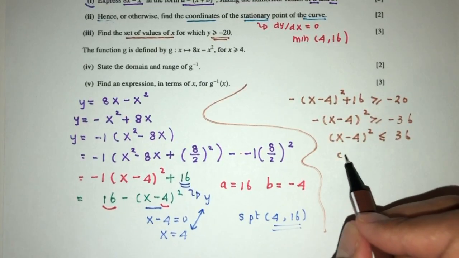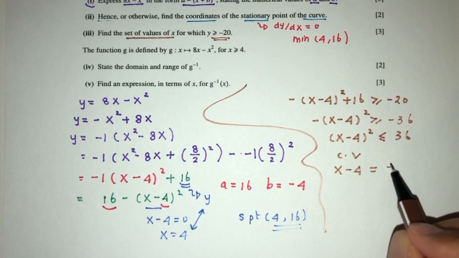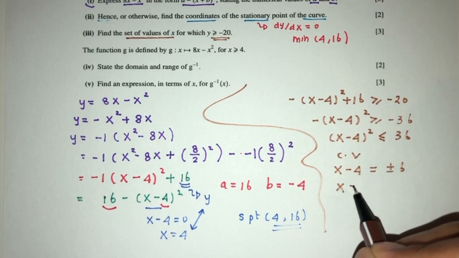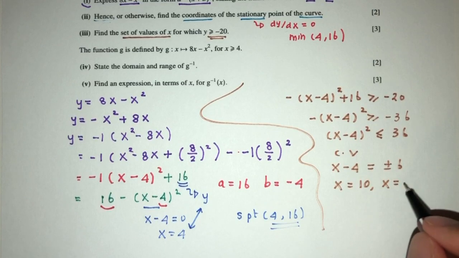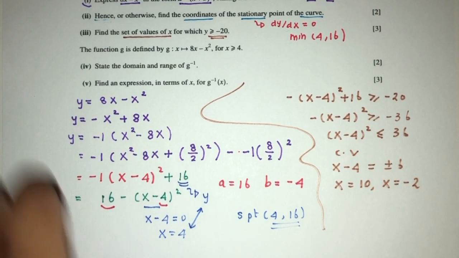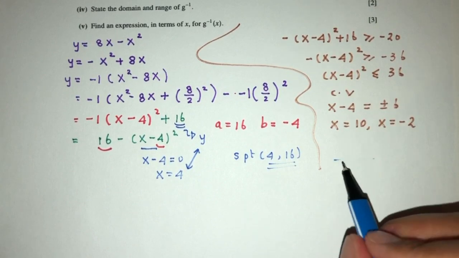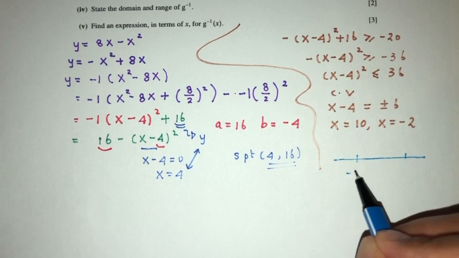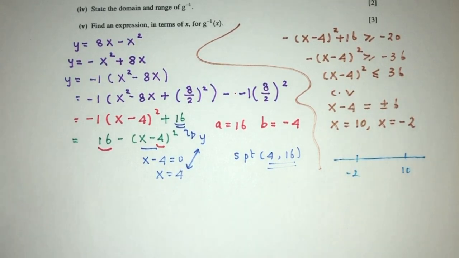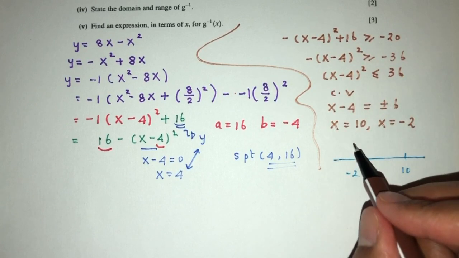Now let's find the critical values. x minus 4 can be equal to plus or minus 6. x can be the value of 10. x can be the value of what? Minus 2. Okay, so here we have the two critical values. Now we have to find the set of values of x for which this holds, which will be between minus 2 and 10. Because here we know the shape of the graph at this point will be, again, the same shape here.